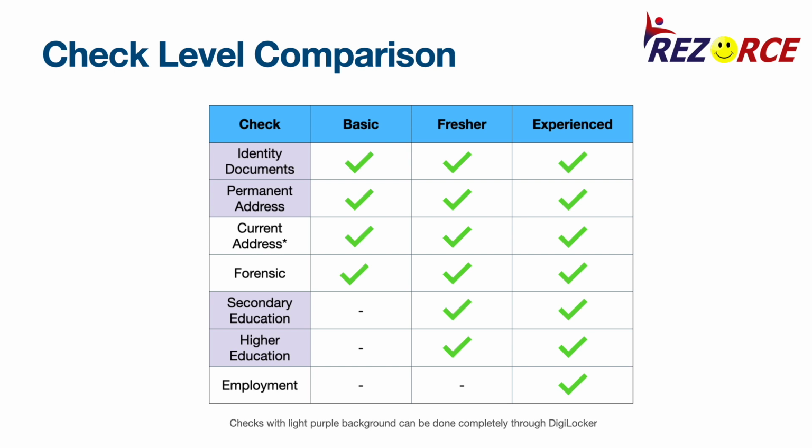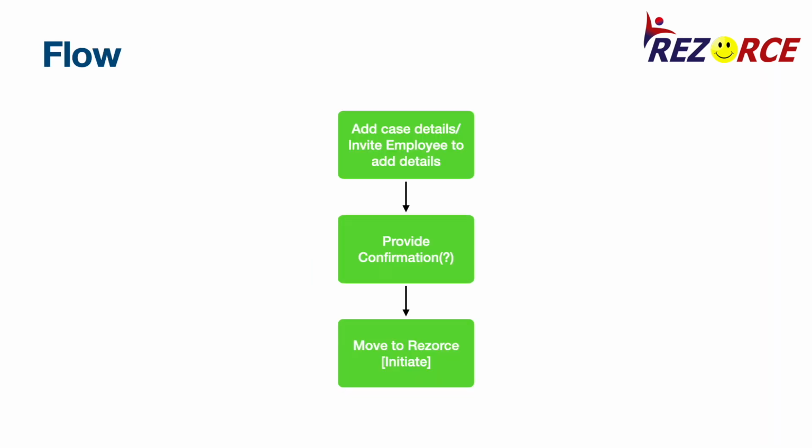Please keep the type of check you want to do in mind since it will come in handy while you are adding cases. This is the process of adding and initiating cases to Rezorce. The first step is to add the basic details of a case such as the ID, address, education and employment documents. Next is a conditional confirmation step that is applicable only in certain methods of adding cases. Finally, the send to resource step is where it gets added for investigation.